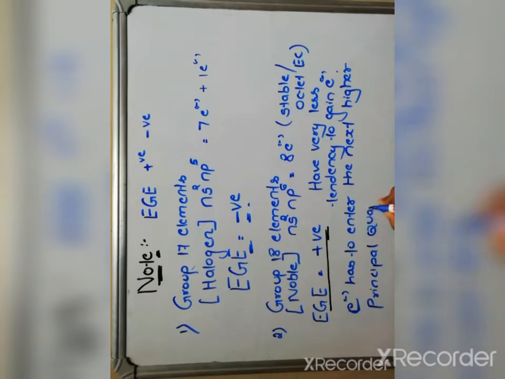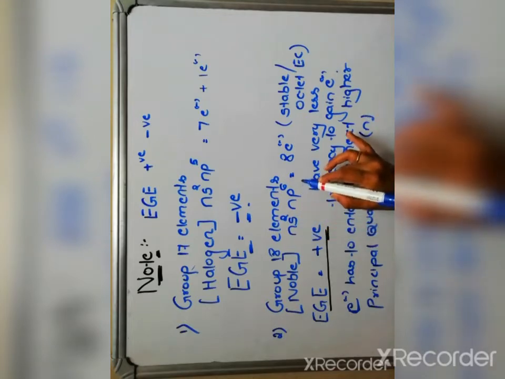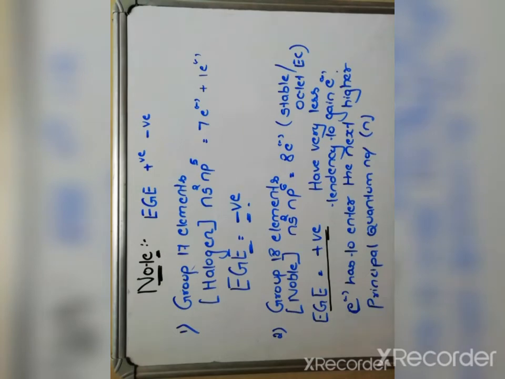So what is that principal quantum number? Principal quantum number is nothing but small n. Right? Here, once ns2 np6 is completely filled, if we still have to add an electron, it has to enter into the new principal quantum number. For that we have to supply the energy, so energy is not released. For that reason, in the case of group 18 elements, the electron gain enthalpy is said to be positive. It has very low tendency to gain electrons because already it has gained the stable octet electronic configuration.